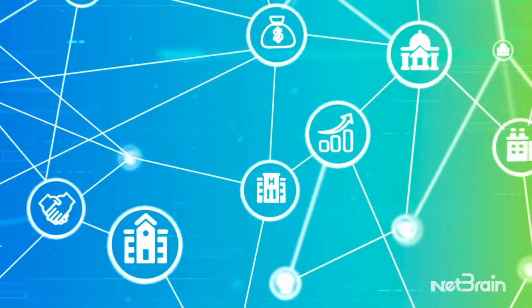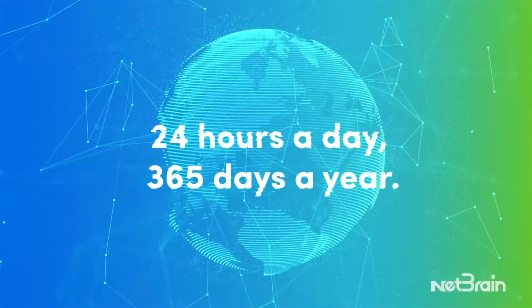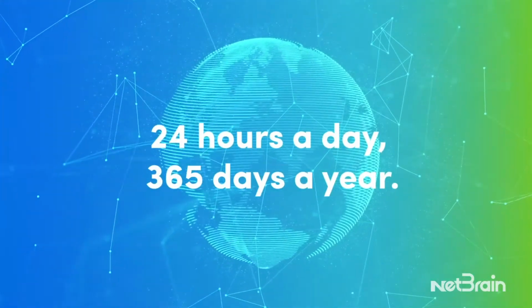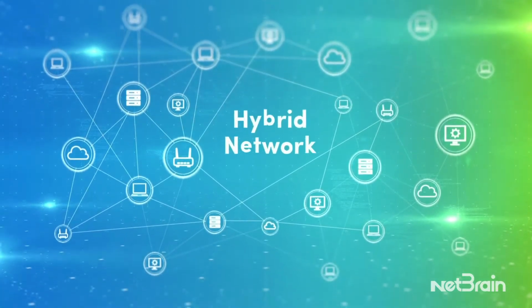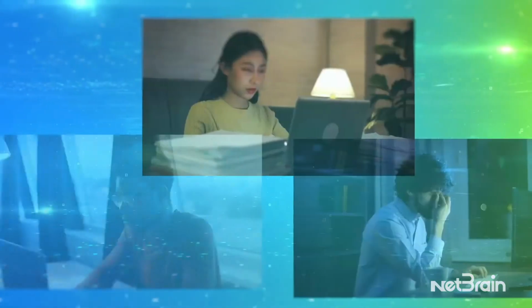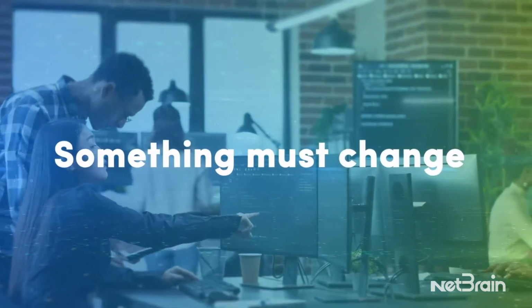Businesses are powered by hybrid network infrastructures, which need to be up and running 24 hours a day, 365 days a year. And as businesses grow, so does the size and complexity of their hybrid network, increasing the strain on their operational capacity. Something must change.